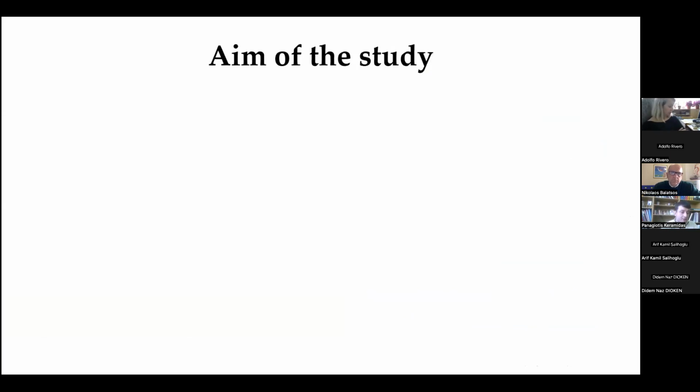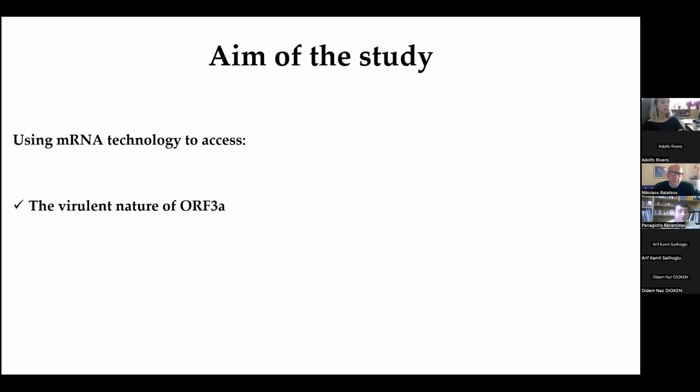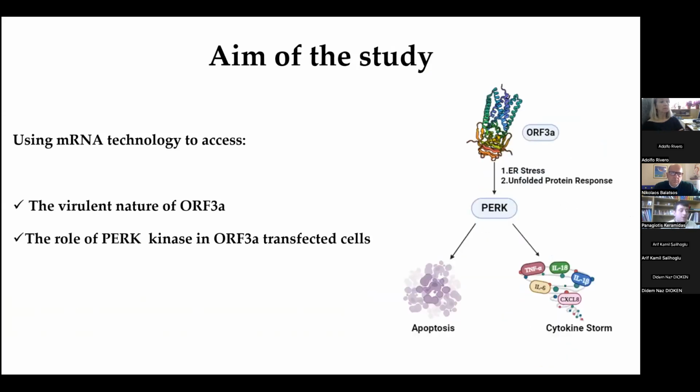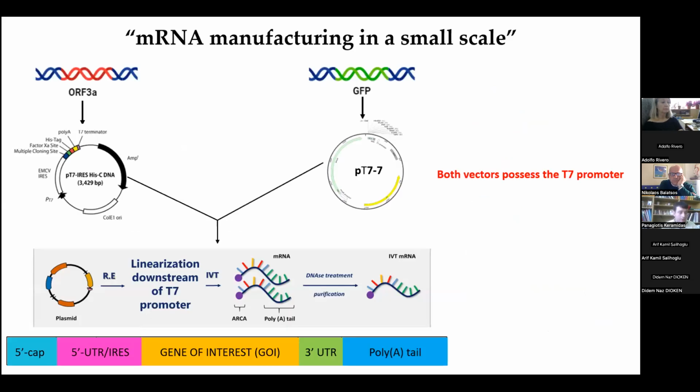So the aim of the study was to use mRNA technology to assess the virulent nature of ORF3A. The role of PERK kinase, as it was the last, we didn't know as much as the other two transducers, ATF6 and IRE1, and PERK's role in ORF3A transfected cells. And then, if we can use some PERK inhibitors as a potential therapeutic approach.